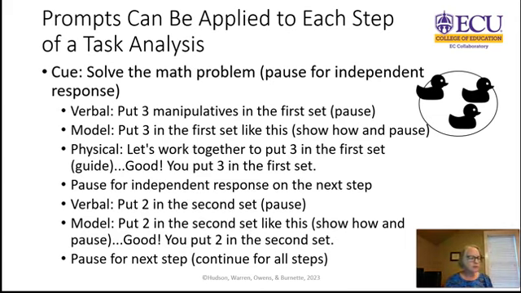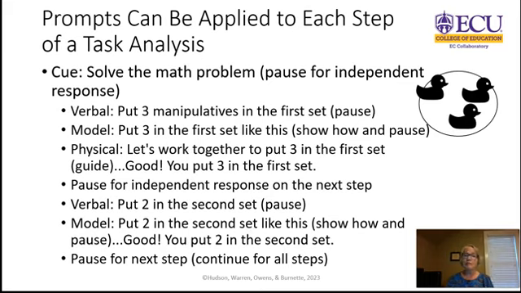When using the system of least prompts to teach a chain task, prompts can be applied to each step of the task analysis. For example, if the cue was solve the math problem, you would pause for an independent response. But if none came, you could give the verbal cue, put 3 manipulatives in the first set, and wait. If the student's not able to do it, then you give the model prompt, put 3 in the first set like this, show them how and pause. And if they still need more help, give them a physical prompt.